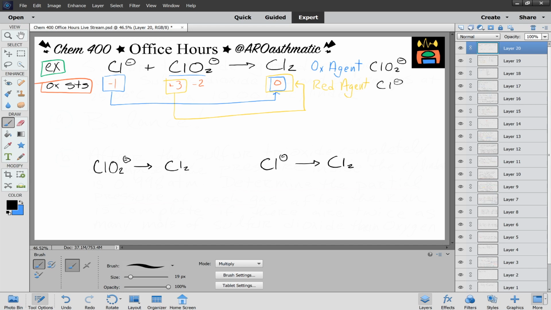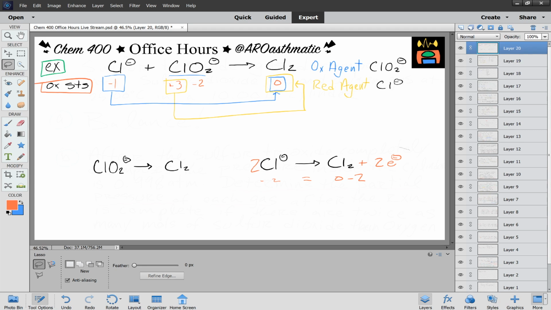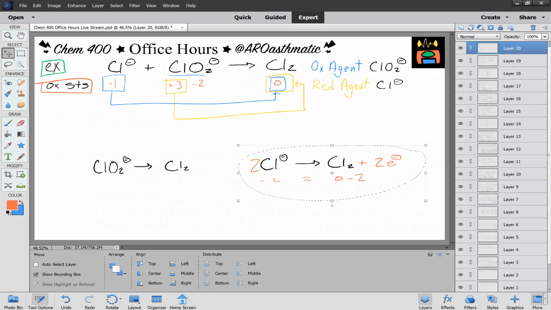All right. To balance the reaction of chloride becoming chlorine, first we've got to balance our atoms. So we need 2 chlorides on our reactant side. Then we need to balance our charges, and we have a -2 on our reactant side and a 0 on our product side. And remember, you can only use electrons to balance charges. So by adding 2 electrons to the product side, our charges are now the same on both sides of this reaction. So that is the first half reaction.